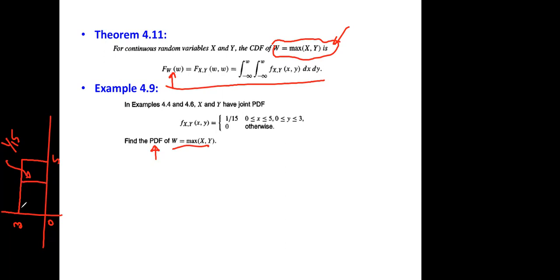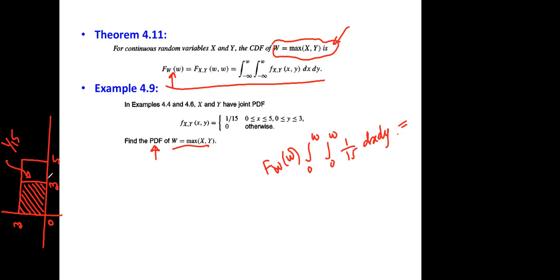Now, this is a complicated problem, and remember one thing, that there are two regions. One region is this one, where the x value and y value are in the same range. That means any value can be x and y, so they are well distributed. So in this region we will write 0 to w and 0 to w, and then 1 by 15 dx dy, and we will find the CDF.